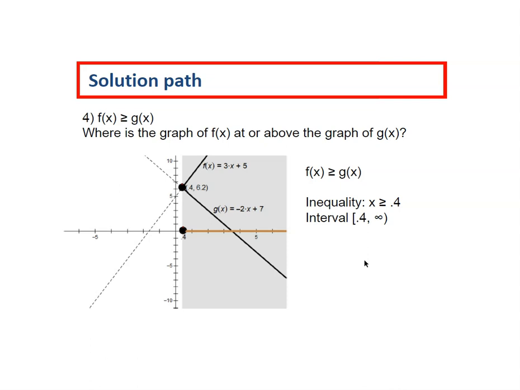And our fourth part, where is the graph of f of x at or above the graph of g of x? Where is f of x greater than or equal to g of x? Now we include the point 0.4. We've marked it on the number line, and our inequality is x greater than or equal to 0.4, and our interval is 0.4 included to infinity.